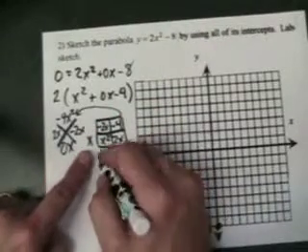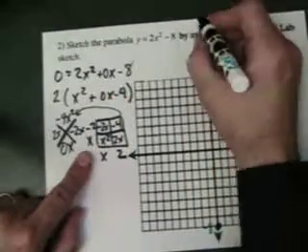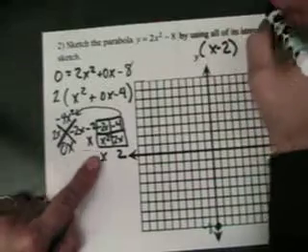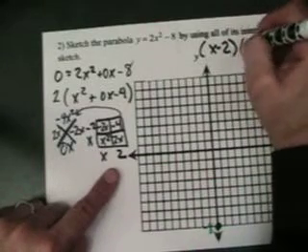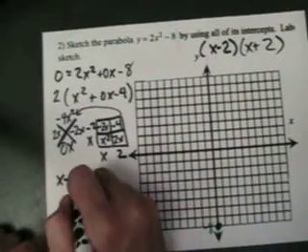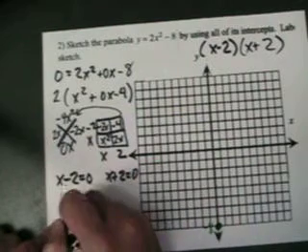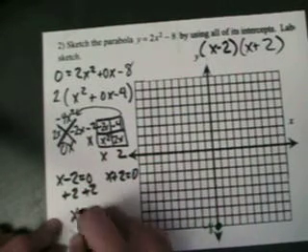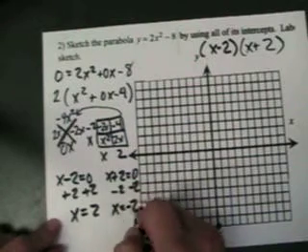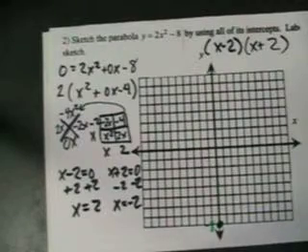Factor an x out of that row: x times 2, and x times negative 2. So I get as my two factors x minus 2 and x plus 2. If I solve those by setting them equal to 0, I will get these two values. So I now know where those intercepts are.